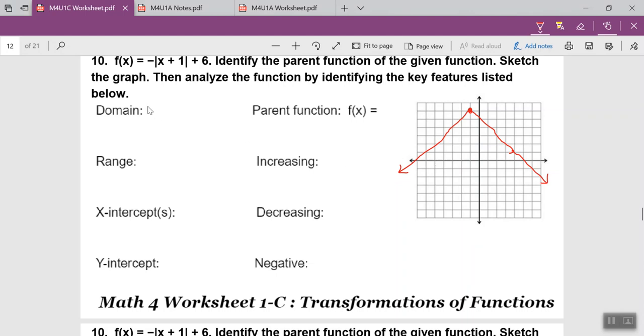Our domain, we're going to go forever in both directions, left and right. Our range, we're only going as far up as 1, 2, 3, 4, 5, 6. So our range goes from 6 down to negative infinity. That means we need to do the negative infinity first. Then the 6: is 6 included as part of the solution? Yes. So we get a bracket there.